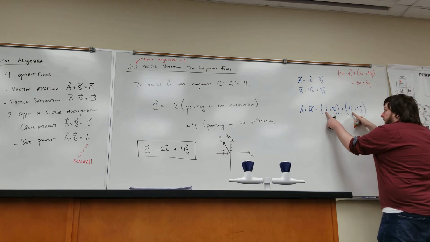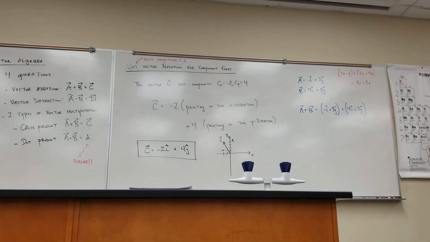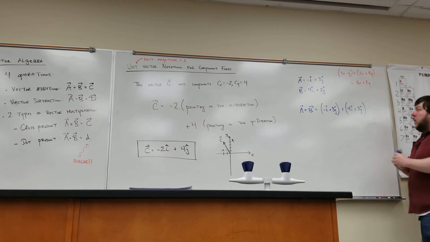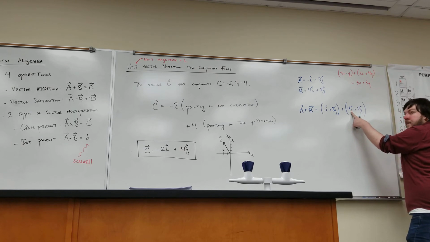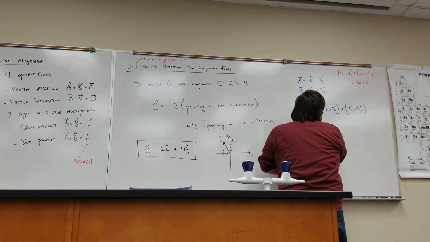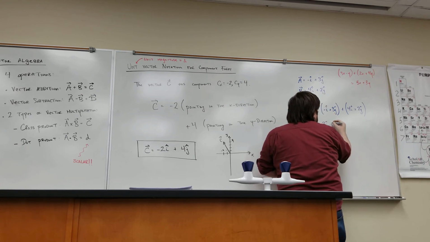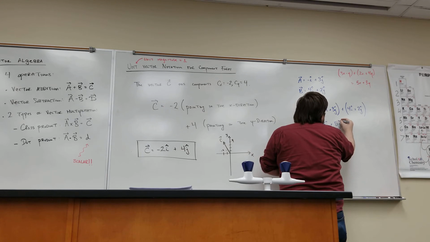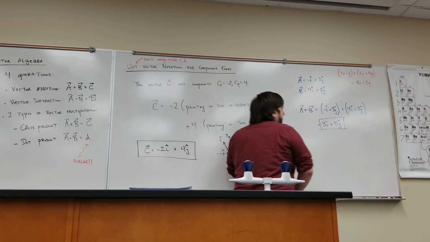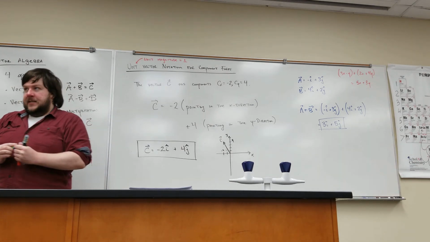You group the I hats together and you group the j hats together, and it follows the regular rules of scalar addition. What is -1 plus 4? Scalar addition tells us 3. So this first term becomes 3I hat. What's 3 plus 2? 5. And that's it. Just borrow the rules from scalar addition. That's the answer. That's A plus B.